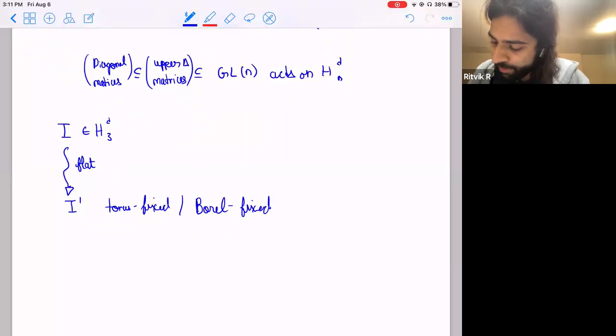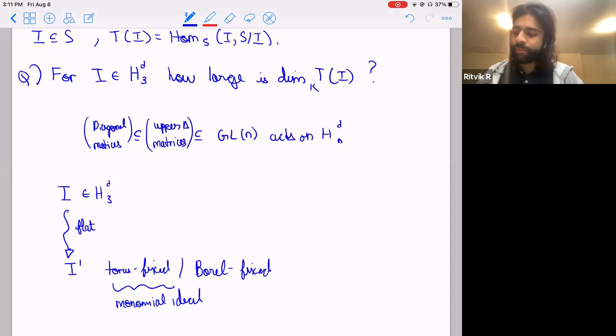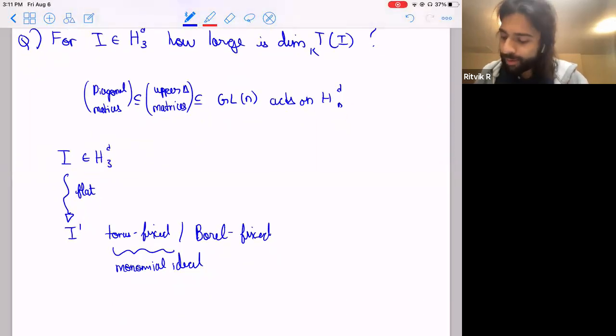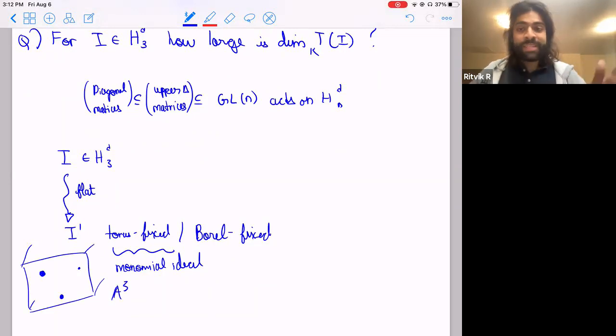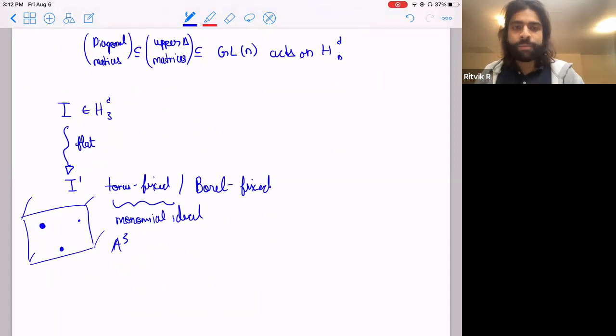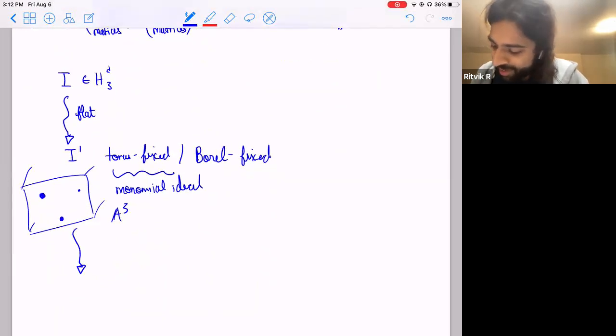Okay, and if it's torus fixed, this I prime is going to be a monomial ideal. And we can do this because we're only interested in bounding the tangent space dimension. So by upper semi-continuity, you can degenerate to a torus fixed point or a Borel fixed point, but we'll just stop at the torus fixed points. Furthermore, say you were torus fixed, but you were supported on, imagine this is an element in the Hilbert scheme, some subscheme of say A3, can't really draw. But say you're supported on distinct points, you can further degenerate it so that it's just supported on one point. So it's I prime prime.